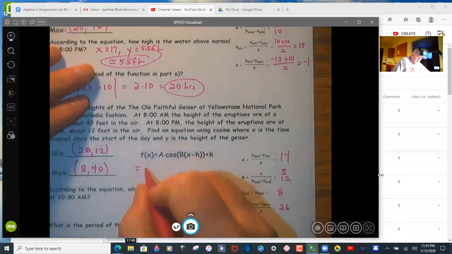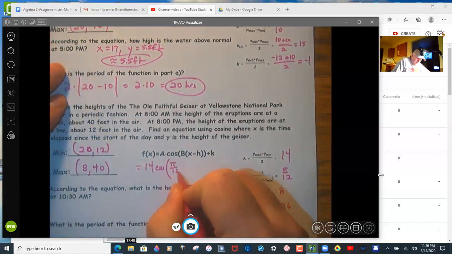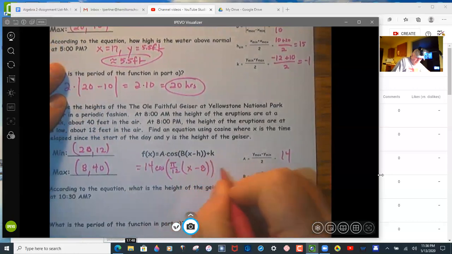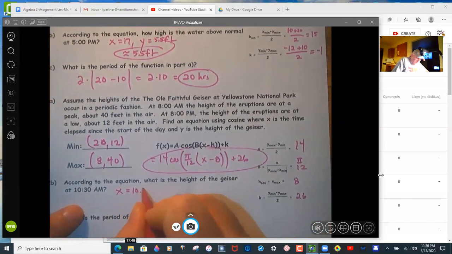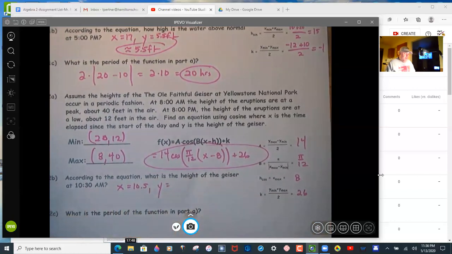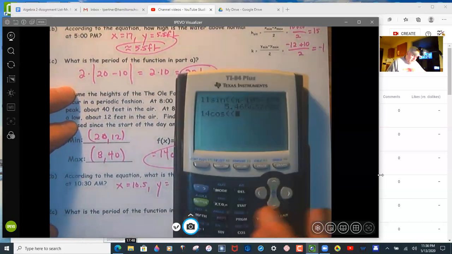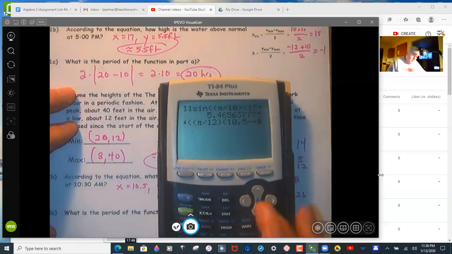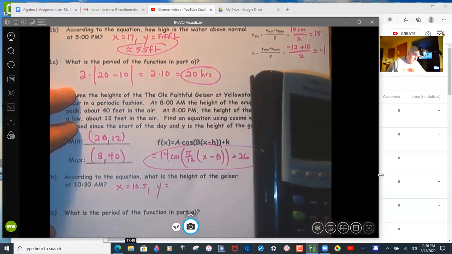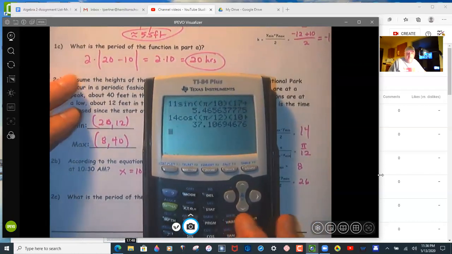So this will be 14 times cosine, so we're using cosine now. Pi over 12 times x minus 8 plus 26. So 10:30 a.m., this is 10.5. What is y? So just use your calculator again, as I showed you before. I will do this, 14 cosine, 2 parentheses there, pi over 12. Again, make sure you're in radians mode. So x is 10.5 minus 8. Another right parenthesis plus 26. So 37.1 feet.